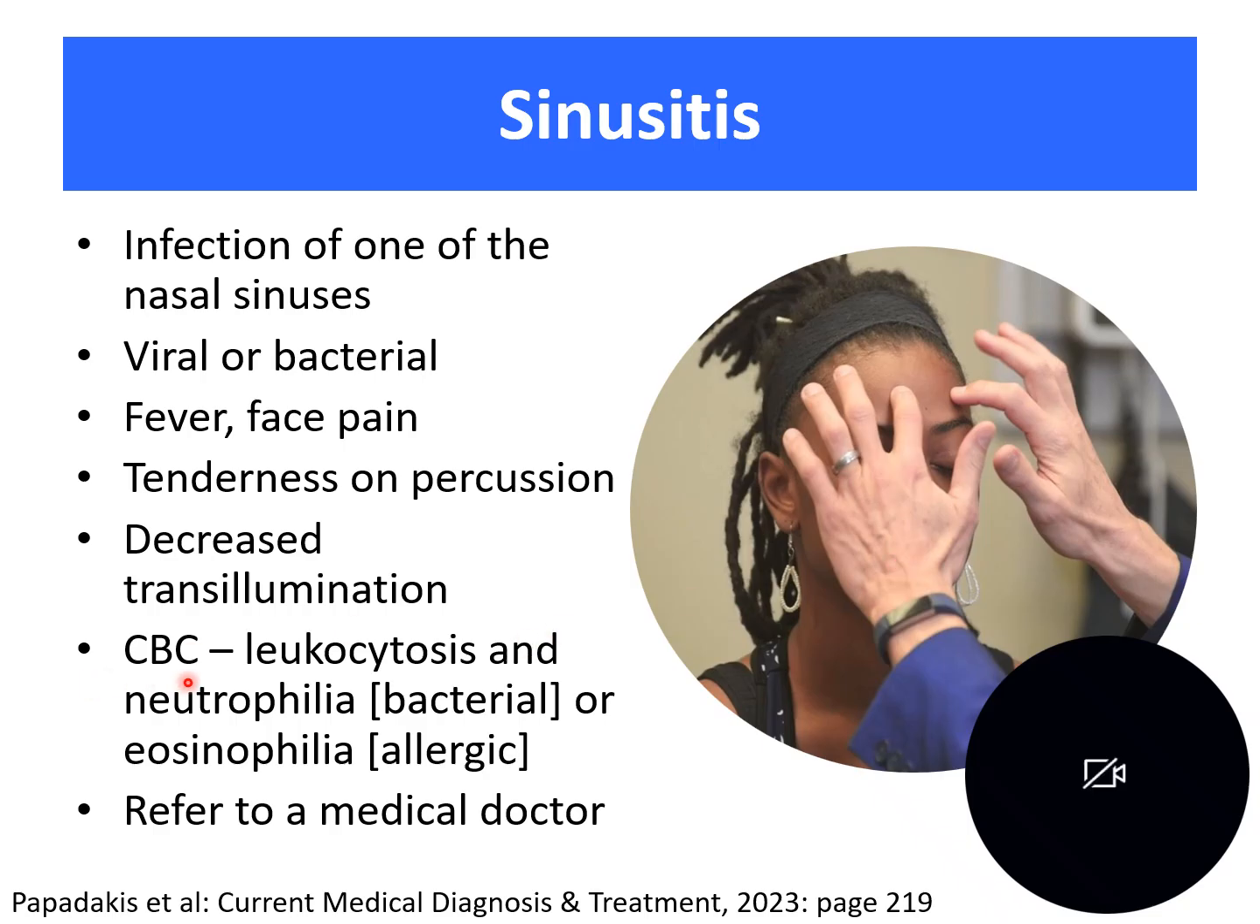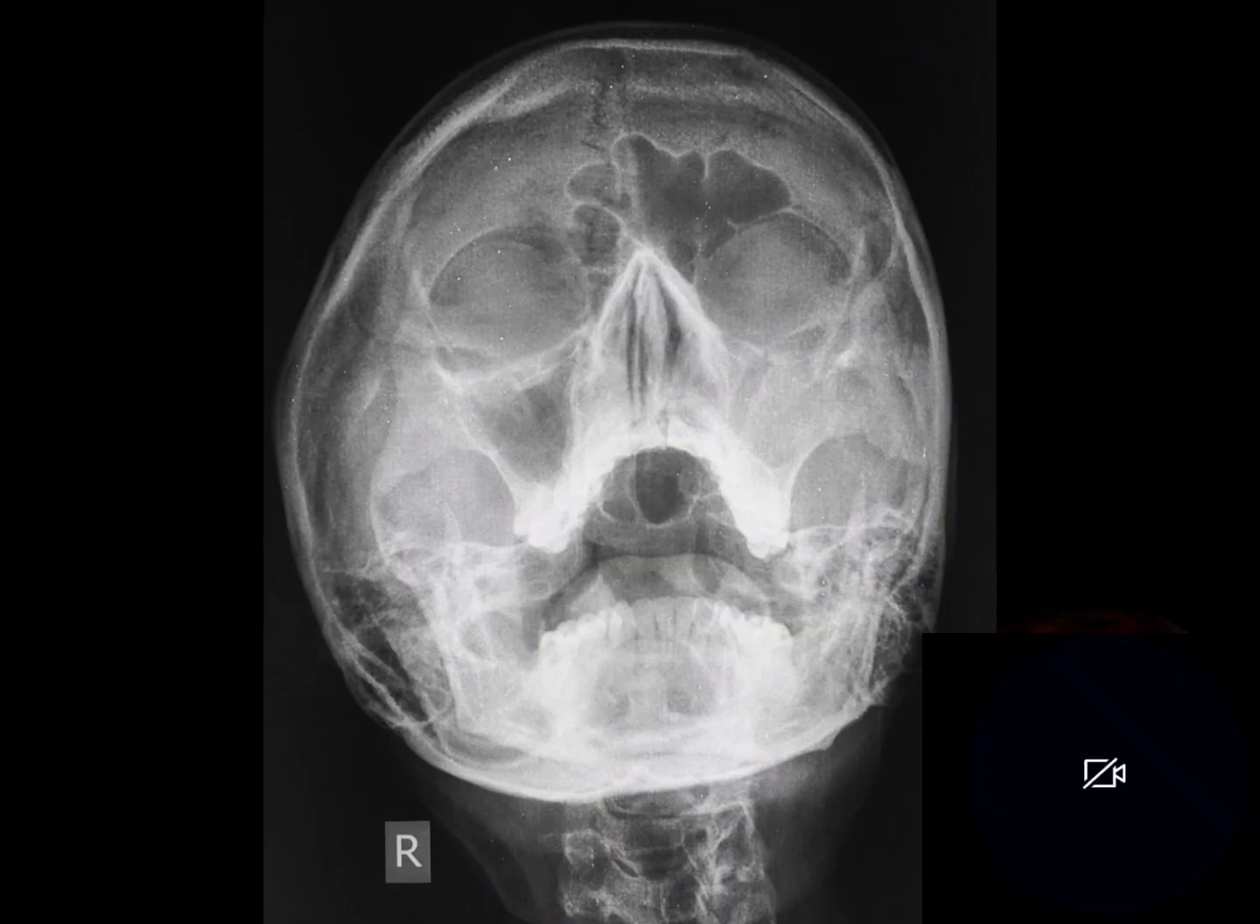Complete blood count is going to show again your increase in white blood cells, and if it is a bacterial infection, an increase in the neutrophils. If it's allergic in nature, eosinophilic preponderance, or if this were viral, it would be lymphocytes. Patients with suspected sinusitis should be referred to a medical doctor for further examination, and if confirmed, a course of antibiotics. One of the tests that the medical doctor could order is a sinus view.